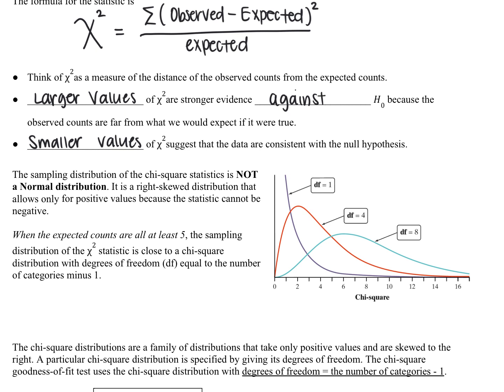And when the expected counts are all at least 5, the sampling distribution of your chi-squared statistic is close to a chi-square distribution with the degrees of freedom equal to the number of categories minus 1. So your degrees of freedom is n minus 1, where n is your number of categories.